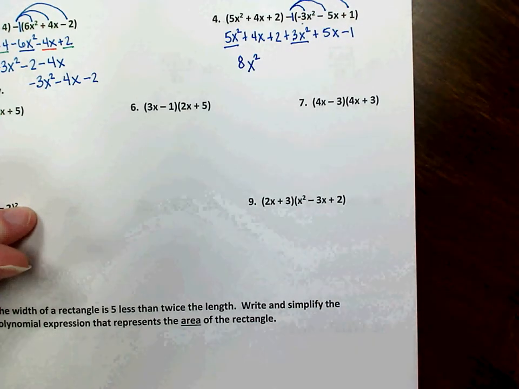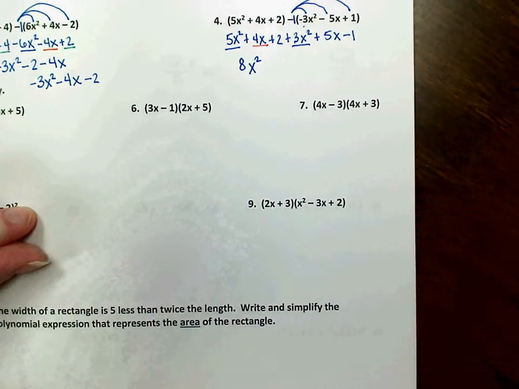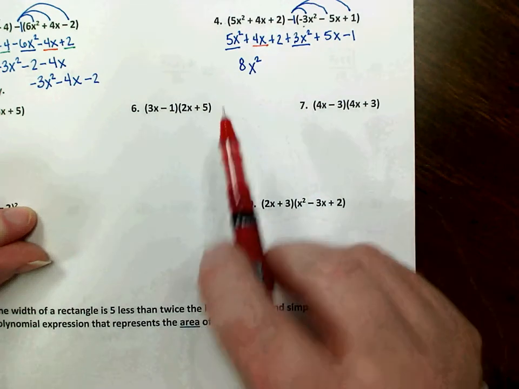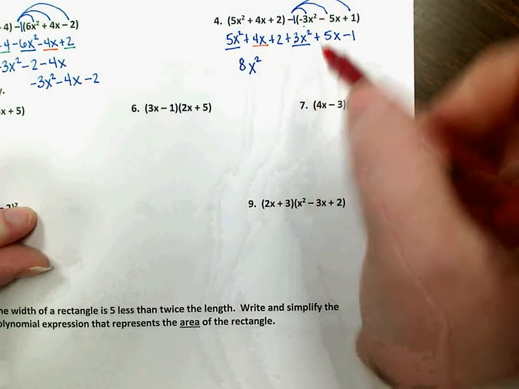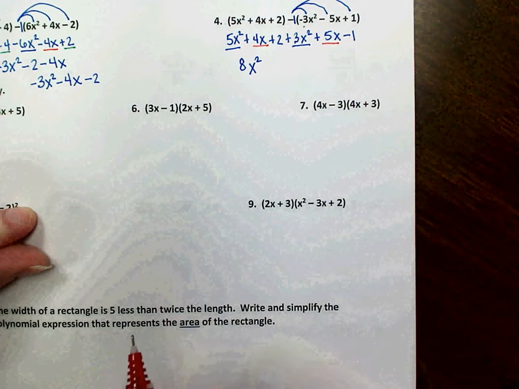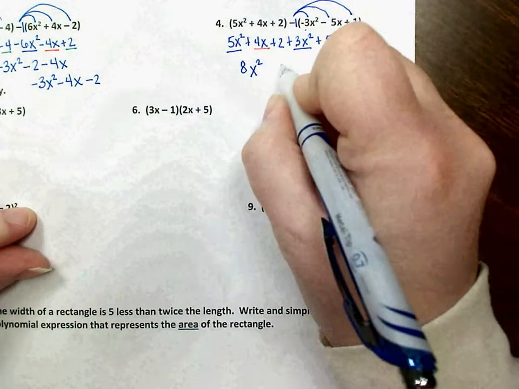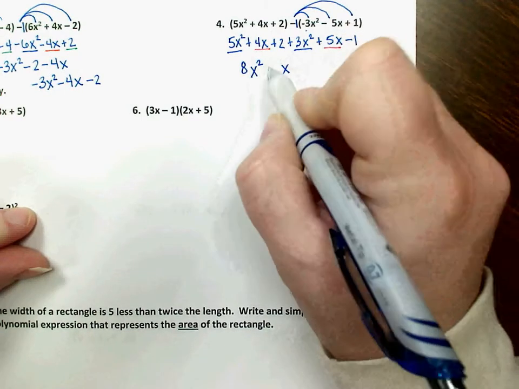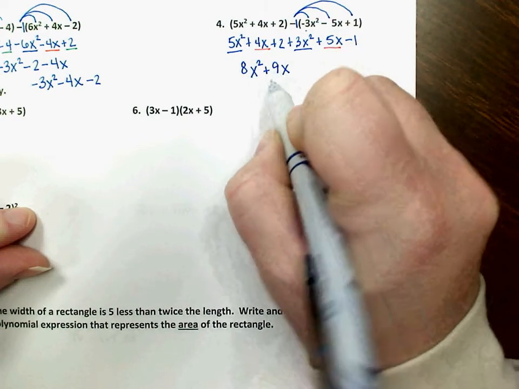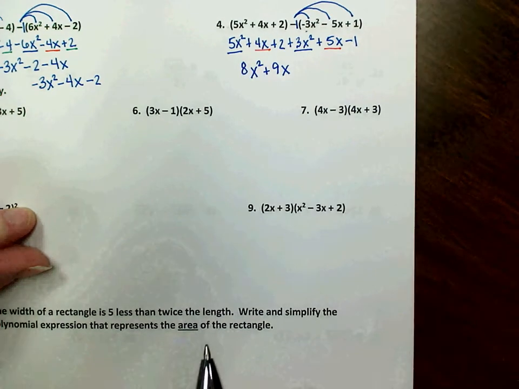The next term is the 4x. So I can only add that to other x's. Here's another one with an x, the 5x. I'm still going to have an x. How many x's do I have? I have 4 plus 5 of them, which makes 9. And since it's positive, don't forget the addition sign.